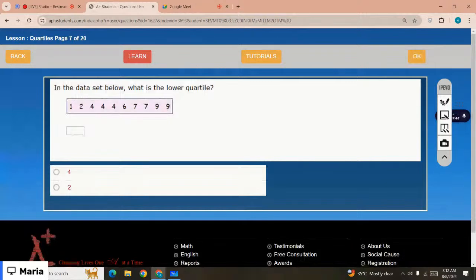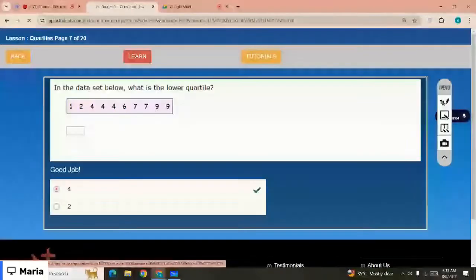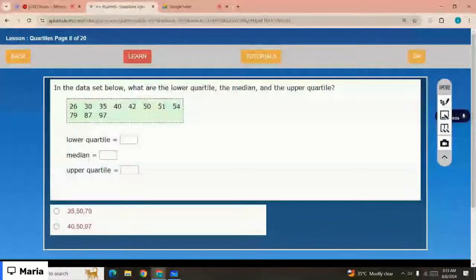In the dataset below, what is the lower quartile? So which is the correct option? Yes, the correct option is 4. Option number 1 is the correct option. In the dataset below, what are the lower quartile, the median, and the upper quartile? So which is the correct option?